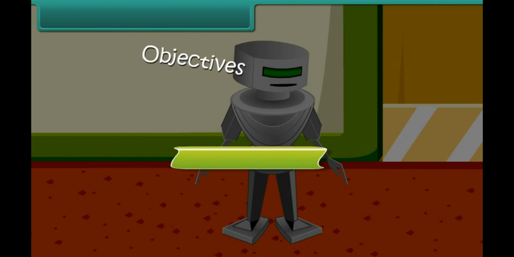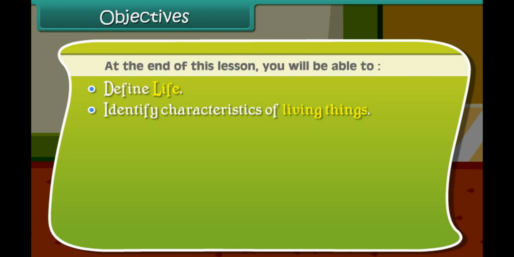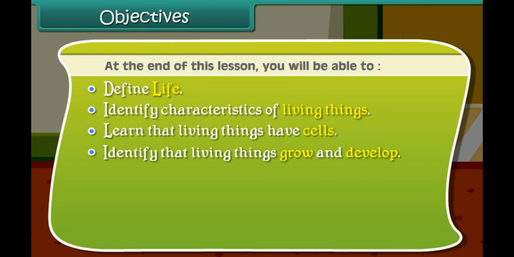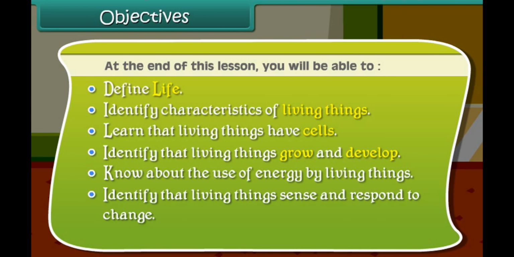Objectives. At the end of this lesson, you'll be able to define life, identify characteristics of living things, learn that living things have cells, identify that living things grow and develop, know about the use of energy by living things, identify that living things sense and respond to change, discuss that living things reproduce.